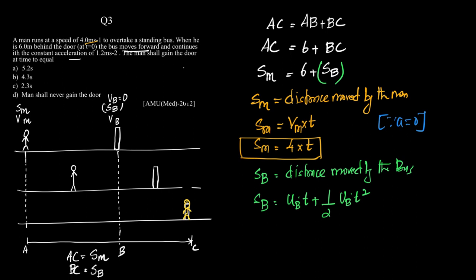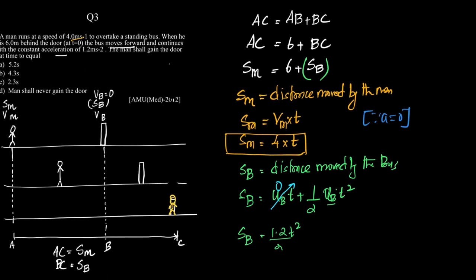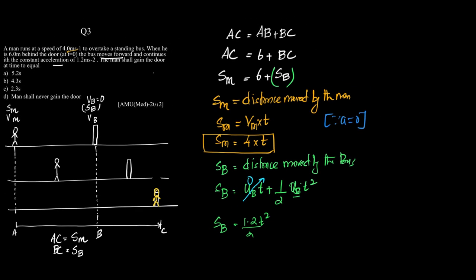Now, since the bus was in the standing position initially, UB is equal to 0, which means that term will get eliminated. So what we have is SB is equal to, what is UB? Velocity of the bus, not UB, it should be AB. So what is AB? AB is 1.2 meter per second square. So that becomes 1.2 into t square by 2. Therefore, SB now becomes 0.6 t square. Right? So we have found out SM, we have found out SB.